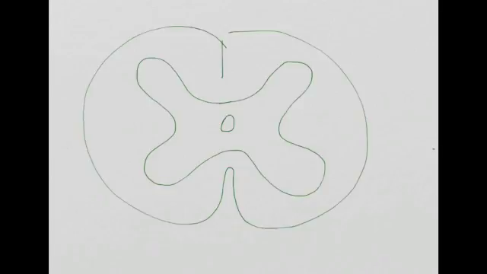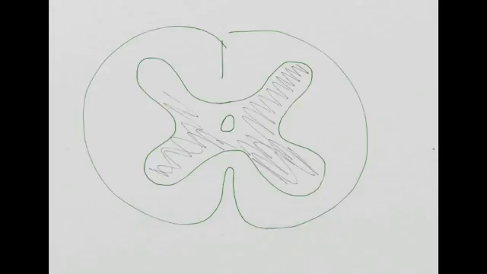As described earlier, the inside butterfly-shaped structure of the spinal cord is the gray matter, and that contains cell bodies and interneurons. So tracts or fiber bundles delivering information to or from the brain will be found in the funiculi, in the white matter.